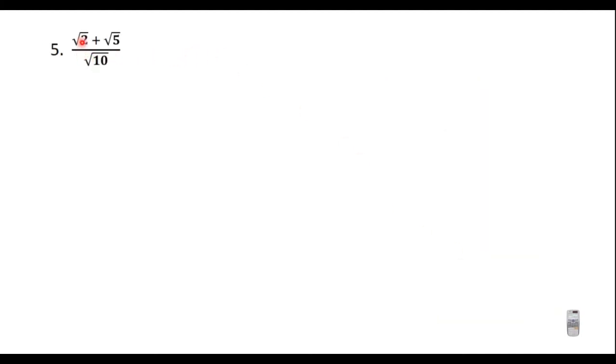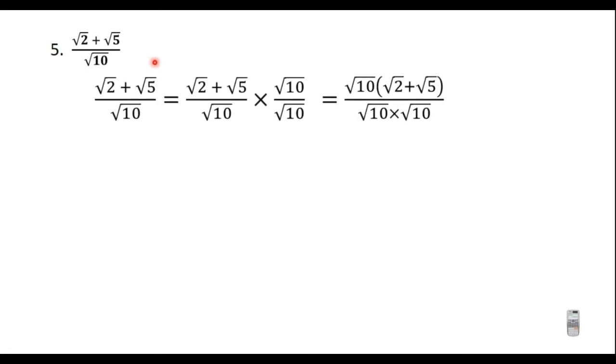We have square root of 2 plus square root of 5 all over square root of 10. Now you can see everything here is in its simplest form. You can't break square root of 10 further because it has no perfect square in it. This has no perfect square, and that also has no perfect square, so they are all in their simplest form. So straight away you rationalize. When you are rationalizing, we say that you multiply both the numerator and the denominator by the denominator.